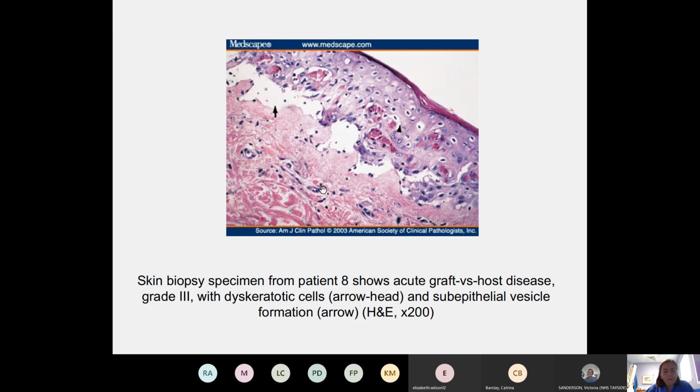So basically, this is a feature of GVHD of the skin. Loss of normal architecture, inflammatory infiltration, bullae, that's the separation of the dermis from the epidermis, epithelial thinning, and hyperkeratosis.